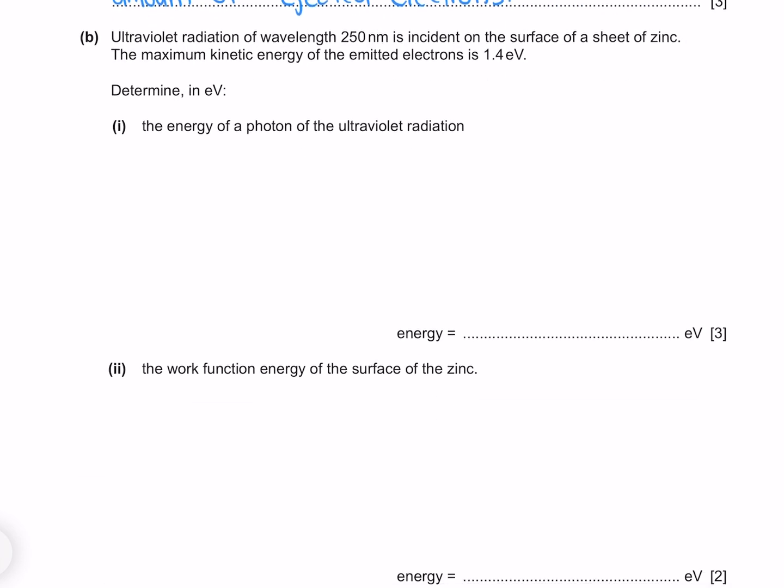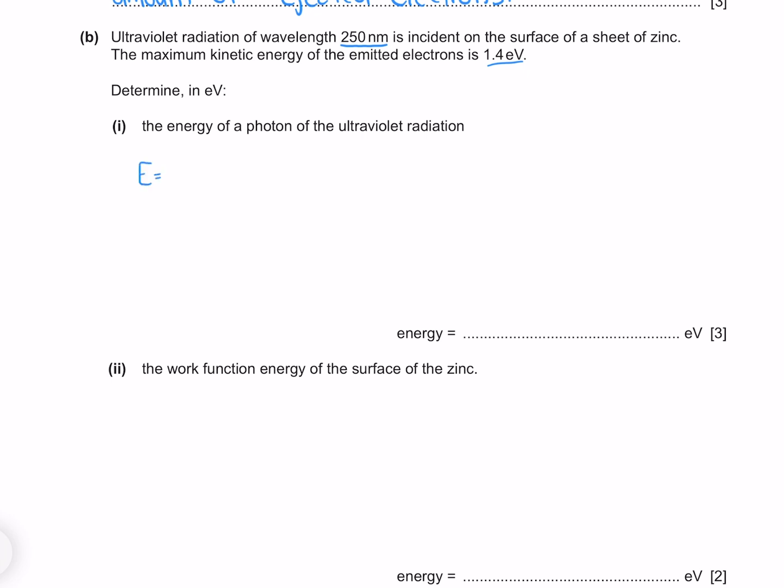Ultraviolet radiation of wavelength 250 nanometers is incident on the surface of a sheet of zinc. The maximum kinetic energy of the emitted electrons is 1.4 electron volts. Determine in electron volts the energy of a photon of the ultraviolet radiation.